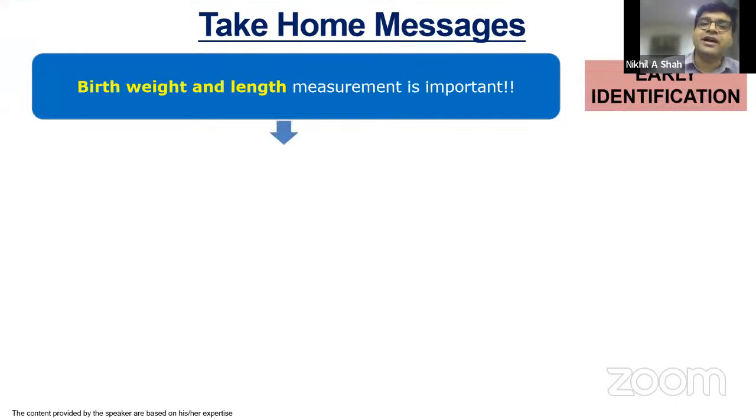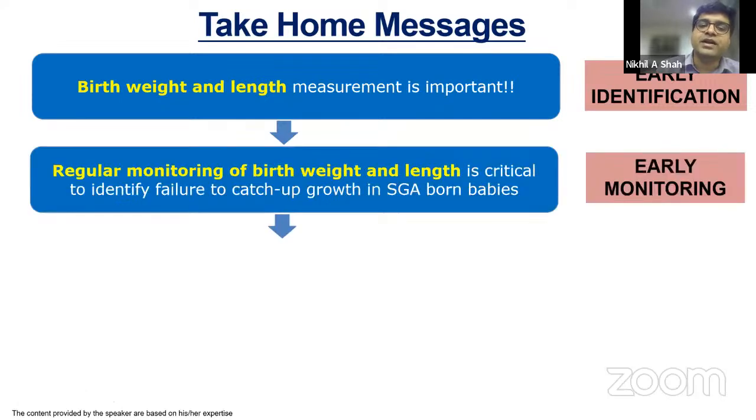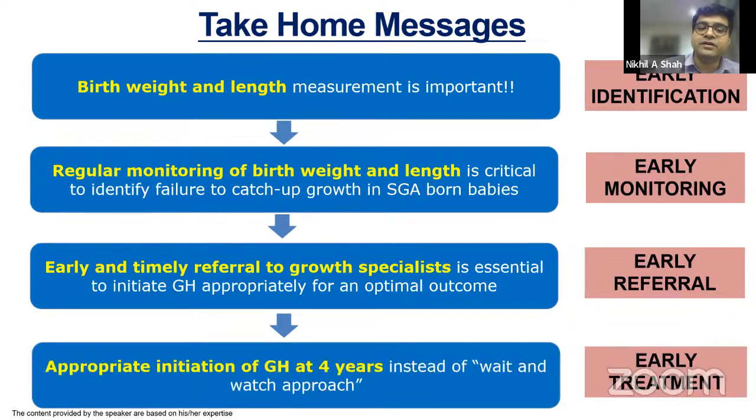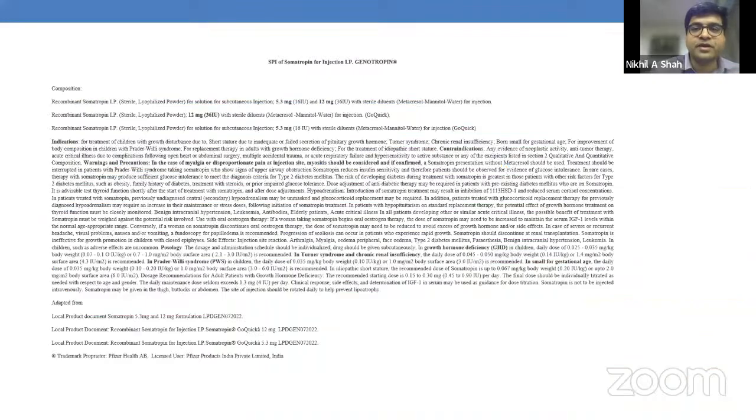This is my final slide. I think birth weight and length measurement is very important. So early identification of these babies. Regular monitoring of birth weight and length is critical to identify failure of catch-up growth. So early monitoring, early and timely referral of these babies to growth specialists. So early referral and appropriate treatment of GH at 4 years instead of a wait and watch approach. So early identification, early monitoring, early referral, early treatment will lead to lesser morbidity and better outcomes.